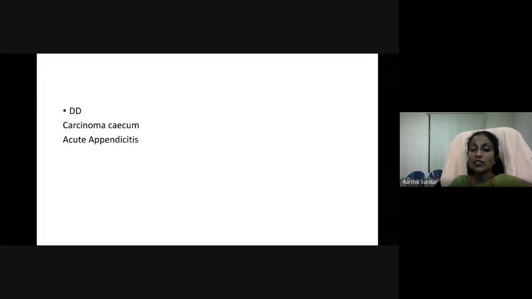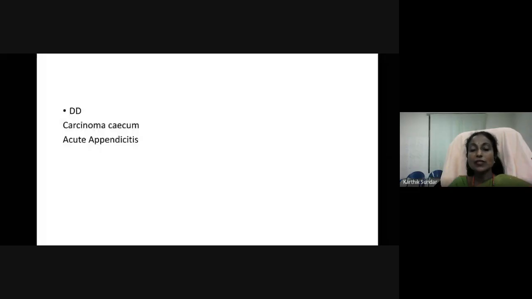And carcinoma cecum, the patient also presents too late to us, and it's very difficult to pick up the hard mass in the right iliac fossa. You understand? Because they come in the later stage. Patient will be too sick by then. So these are the things that we'll have to discuss. Sometimes an incarcerated hernia can also be presenting. So anything and everything can be present. But these are the common ones that are present.